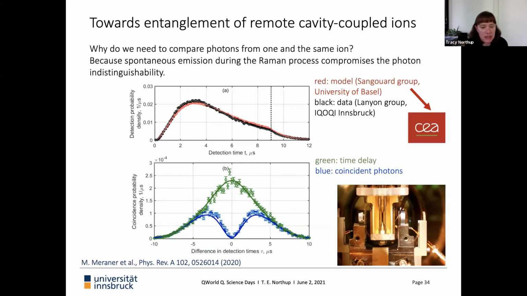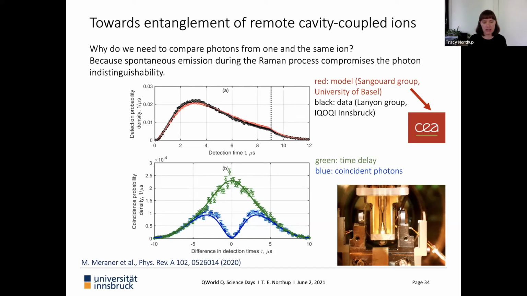And now this is data, again from the Lanyon group. What you see in red is the model from Nicolas Sangouard's theory group, and black is the data, first looking at the shape of just a single photon. That's what I showed you before, the temporal wave packet. And in the second plot, what we see is now the coincidence probability. So in the case that's green, we actually don't have the photons arrive at the same time. We on purpose impose a delay.